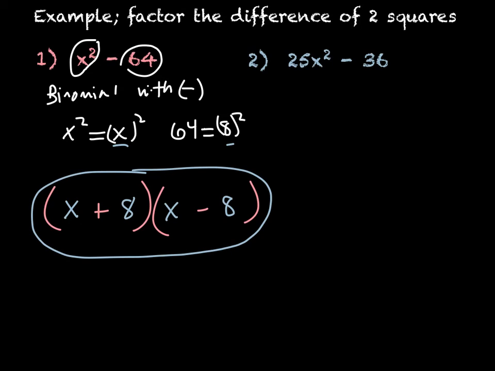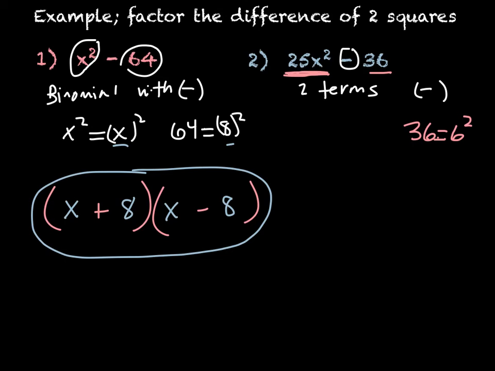In this next example, we have 25x squared minus 36. So again, it is a binomial, two terms, and there is a minus sign. So it could be a difference of two squares. So now I have to look at my terms to verify that. Well, I know 36 is equal to 6 squared. So now I have to look at this other part.